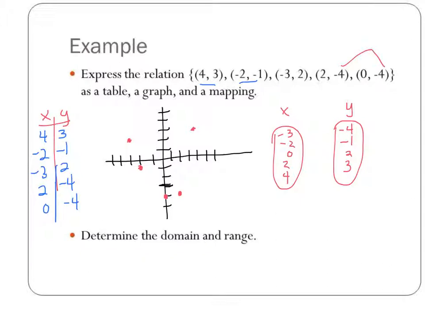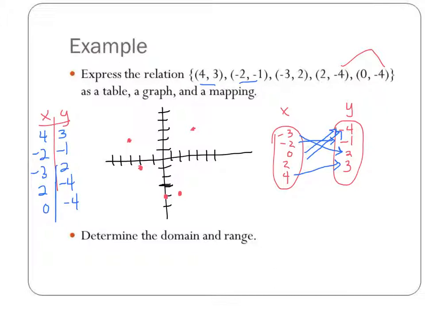So -3 is going to map to 2. -2 is going to map to -1. 0 is going to map to -4. 2 is going to map to -4. And 4 is going to map to 3.